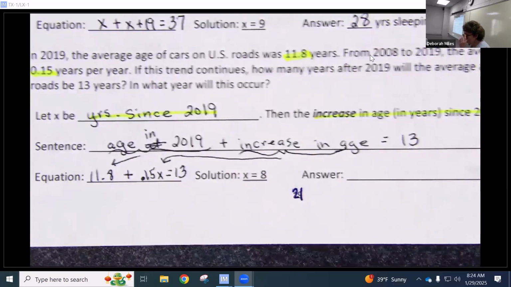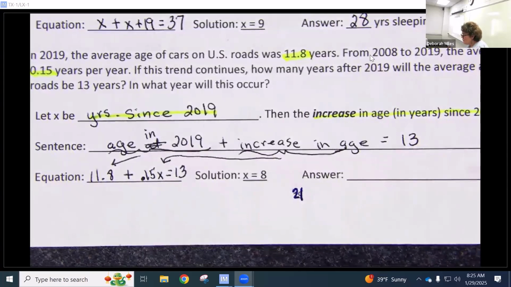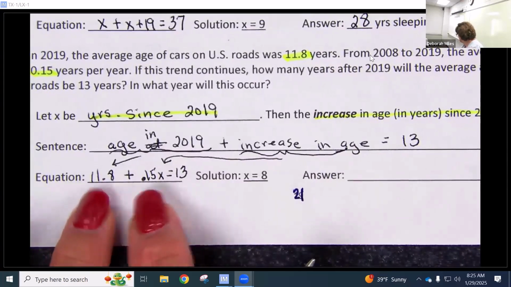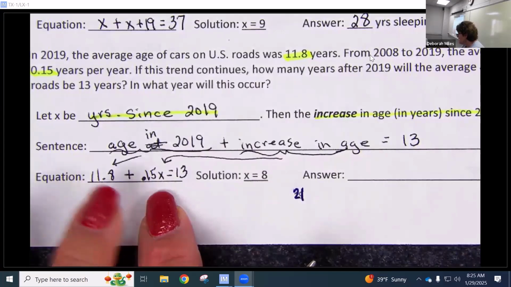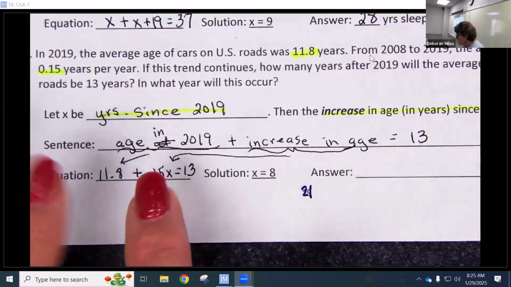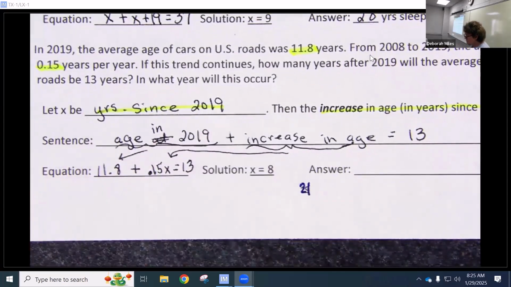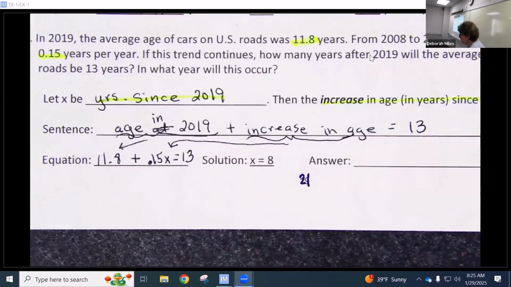If I just walk up to you someday in Walmart and say 11.8 plus 0.15x equals 13, you can assume I've lost my mind because that doesn't make any sense. But if you have words attached to those numbers and those expressions, do the words make sense? Yeah. The age in 2019 plus how much it's increased since 2019, we're looking for when that will be 13. The answer comes out to be 8. If you come up to me and say x equals 8 after I've asked you this question, I'm going to know you lost your mind. Because I don't, 8 what?